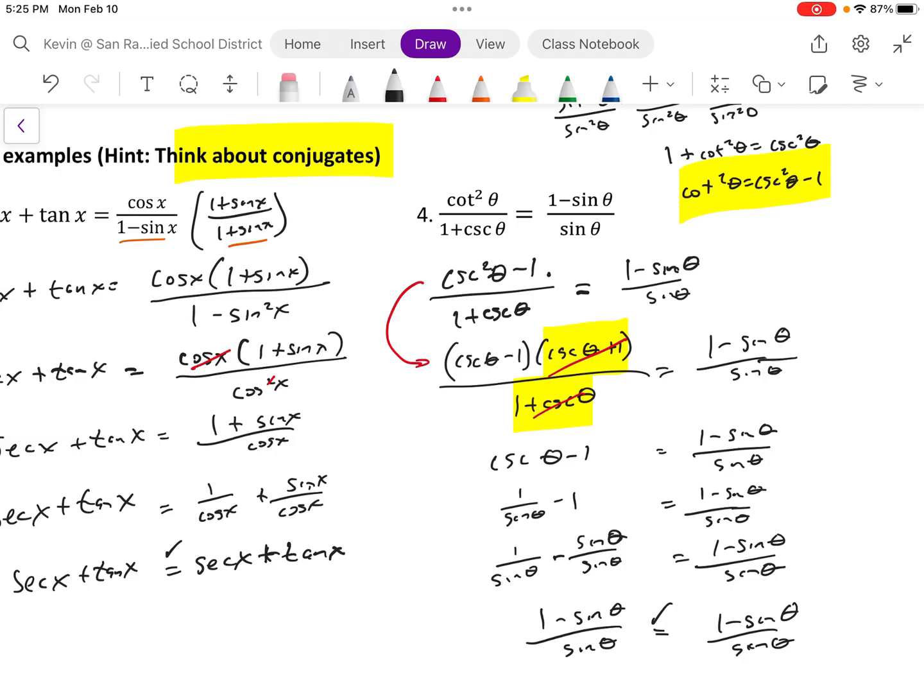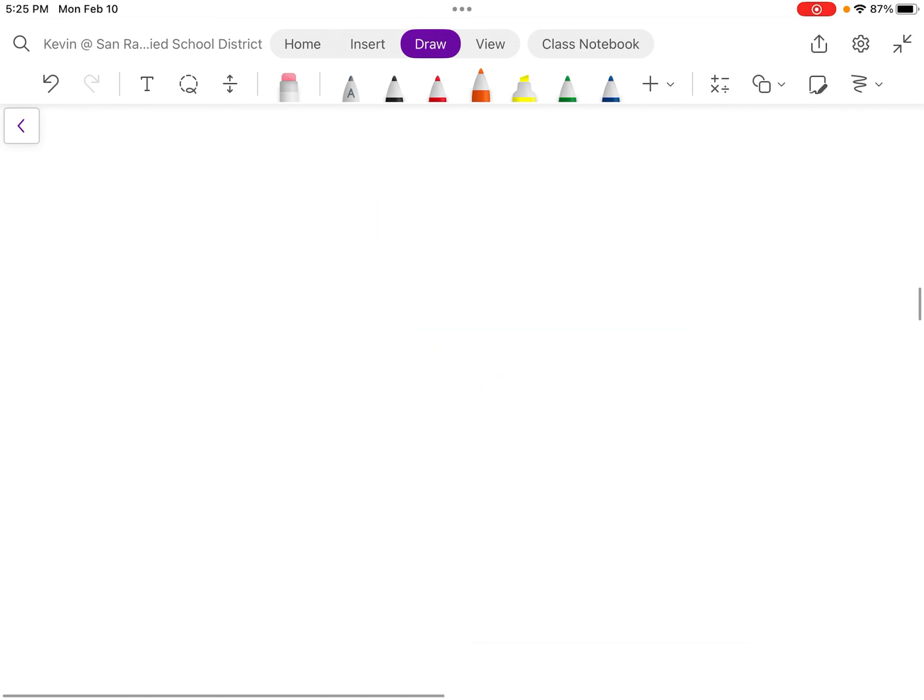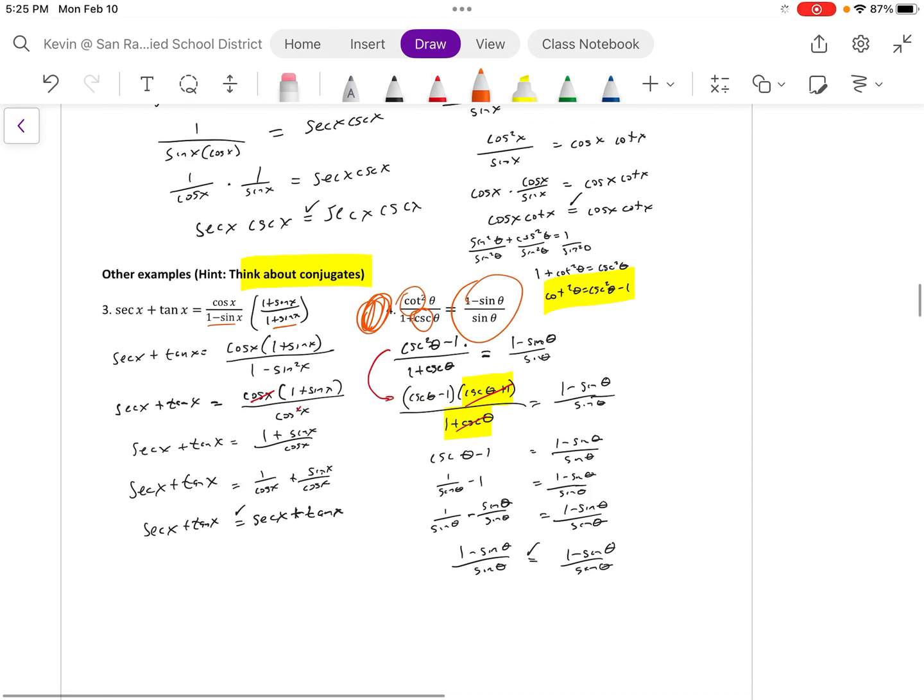I probably could have done something on this side. I could have maybe used a conjugate, but I don't think I'd want to use a conjugate over on this side. Like I said, if we have a cotangent and cosecant, we want to get both of those under either cotangent or cosecant. We want them to be the same trig function. All right, that's it for page 2. We'll take a break.